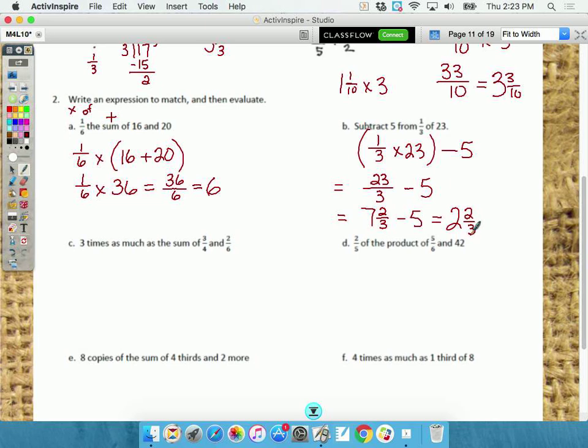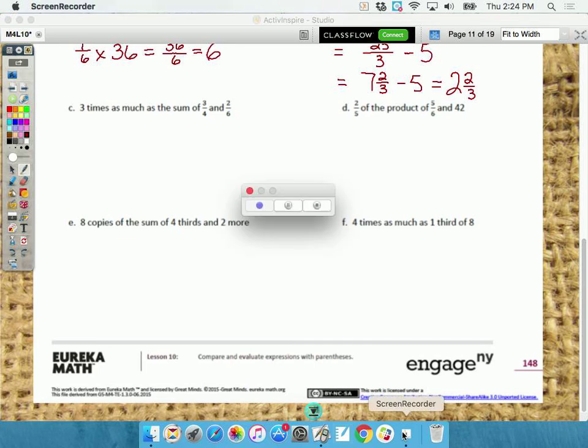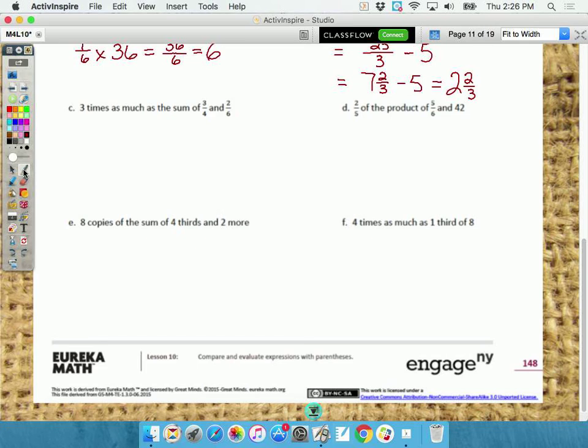All right, we've got 4 more of these to decipher. What do you think decipher means? Solve. Oh, that's a big word. Okay, so 3 times the sum, 3 times as much as the sum of 3/4 and 2/6.